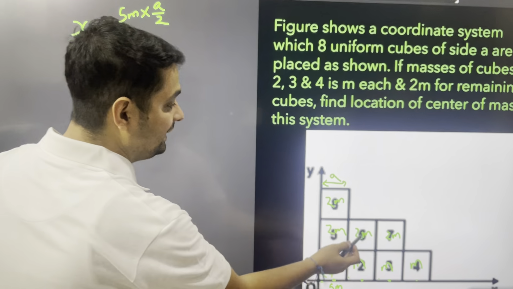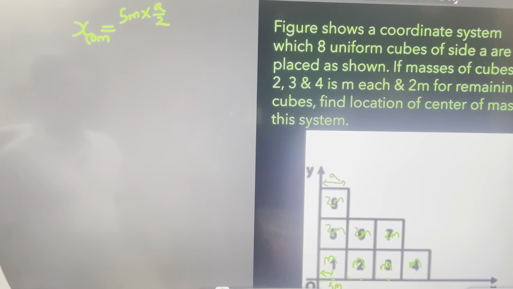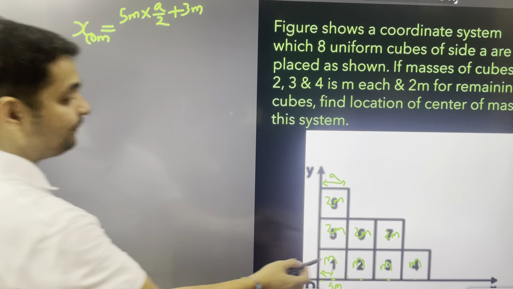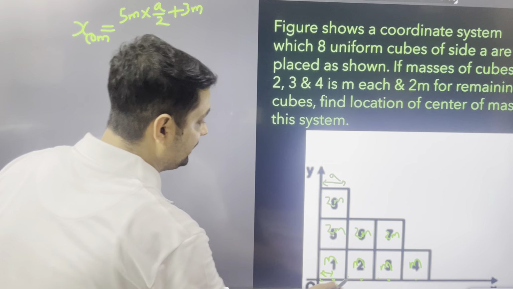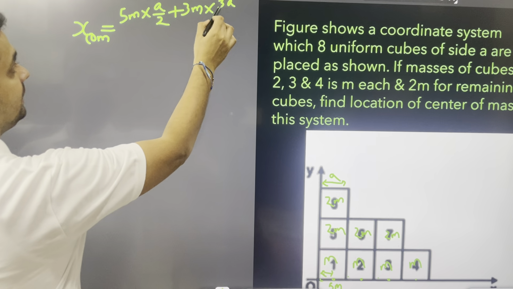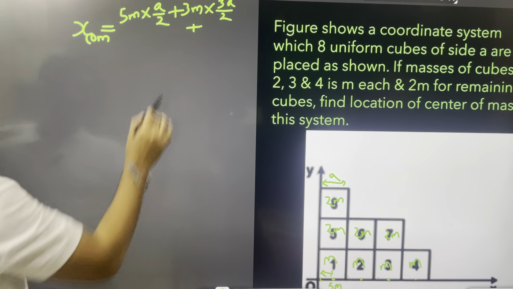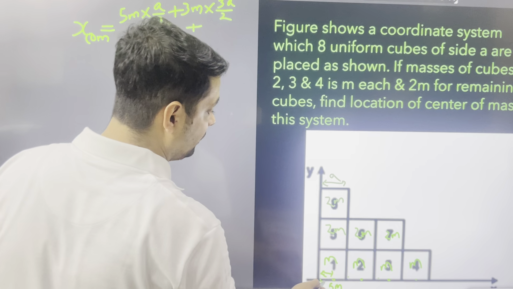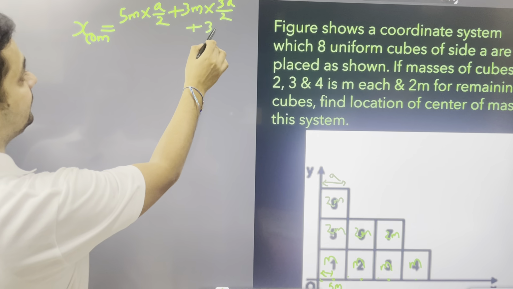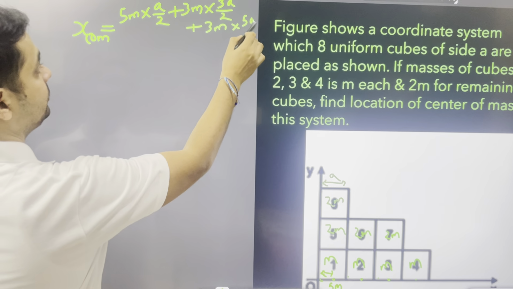Correct. Now I will see the next one, 2m plus m, 3m. This 3m is a by 2 from here, but from the origin it is a plus a by 2, which is 3a by 2. So 3m into 3a by 2. Correct. Next, plus 2m plus m, 3m, at 2a plus a by 2, which is 5a by 2. So 3m into 5a by 2.